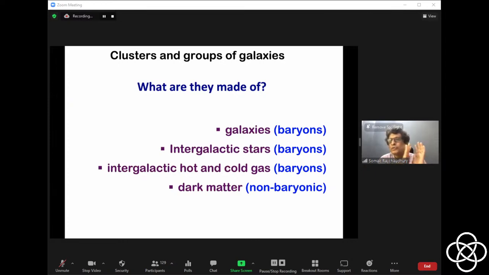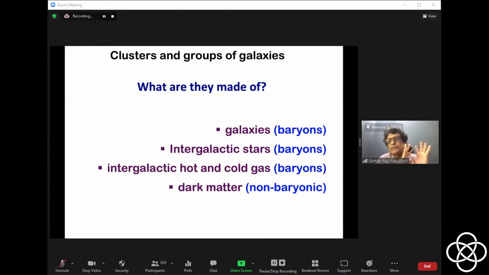What do you mean by baryons? Baryons are things that are made up of quarks. So these are protons and neutrons, things that are in our periodic table. So if you thought galaxies are the predominant component of clusters, no. Even in the baryonic component, things that are made up of ordinary matter, the stuff that you and I are made of, things that are in the periodic table, then actually, it's the intergalactic gas that dominates.